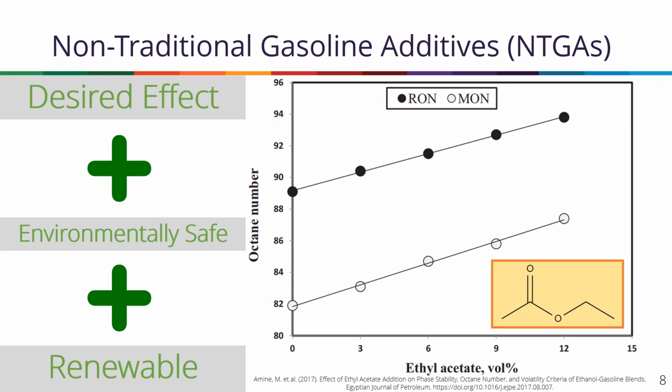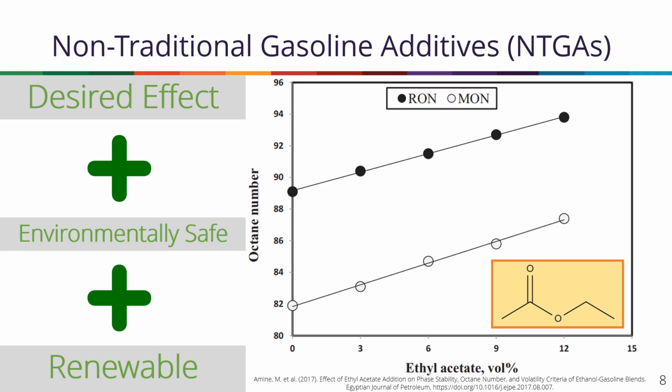When we're talking about non-traditional gasoline additives, one perspective is that we're looking for new additives to give us the same effects that we need, but are also, as a bonus, perhaps environmentally safe and renewable. I have an example here on the screen. This chart is talking about ethyl acetate, and it shows that when you add ethyl acetate in successively higher concentrations, the octane rating is going up. And that's a good thing.